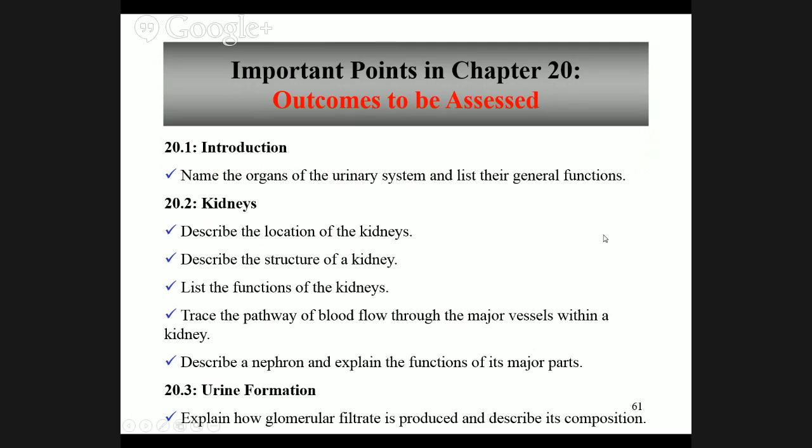Okay, so let's talk about some of the outcomes that you need to assess for this chapter. You should be able to name the organs of the urinary system and list their general functions. Describe the location, structure, and function of the kidneys. Trace the pathway of blood flow through the major vessels within a kidney. Describe a nephron and explain the functions of its major parts. And then urine formation: explain how the glomerular filtrate is produced and describe its composition.